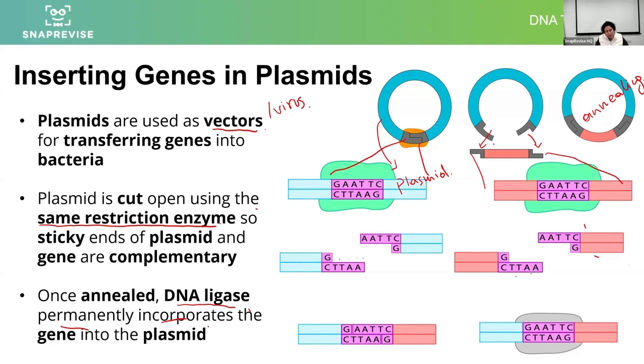Note that DNA polymerase also catalyzes the formation of a phosphodiester bond. The difference is that DNA polymerase adds one nucleotide at a time. DNA ligase can ligate two already long pieces of DNA, double-stranded pieces of DNA.